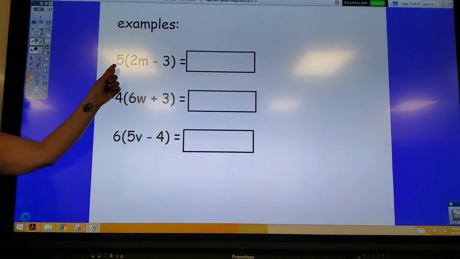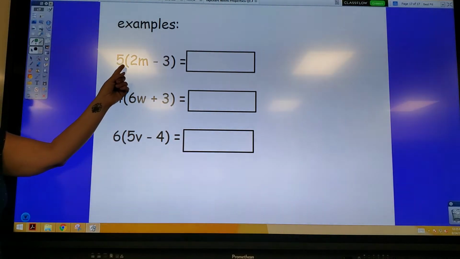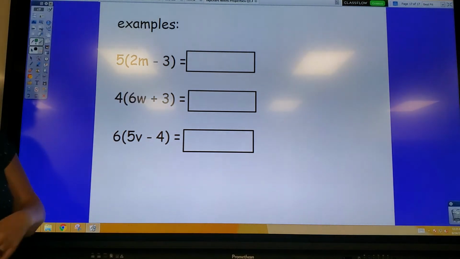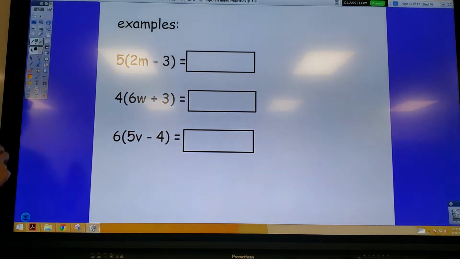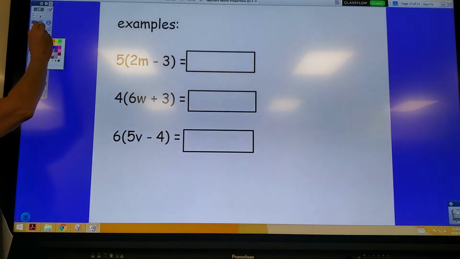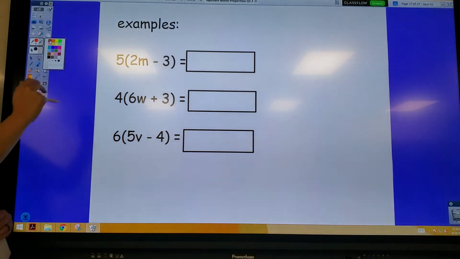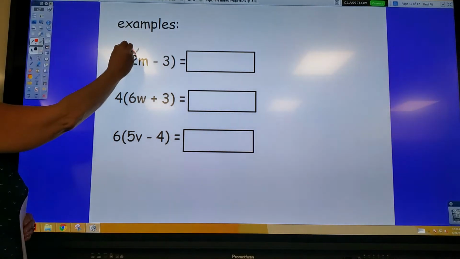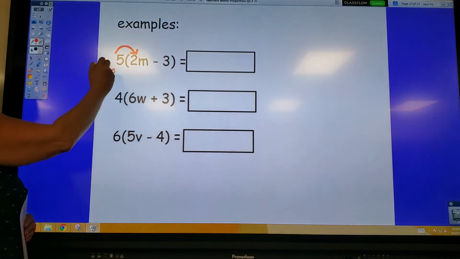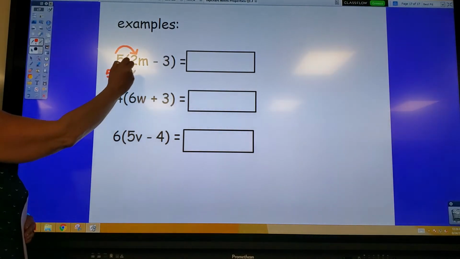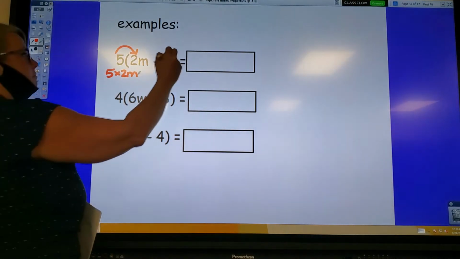So go ahead and write this first example. 5 parentheses 2m minus 3. So we're going to multiply the 5 times 2m first. What is 5 times 2m? 10m.